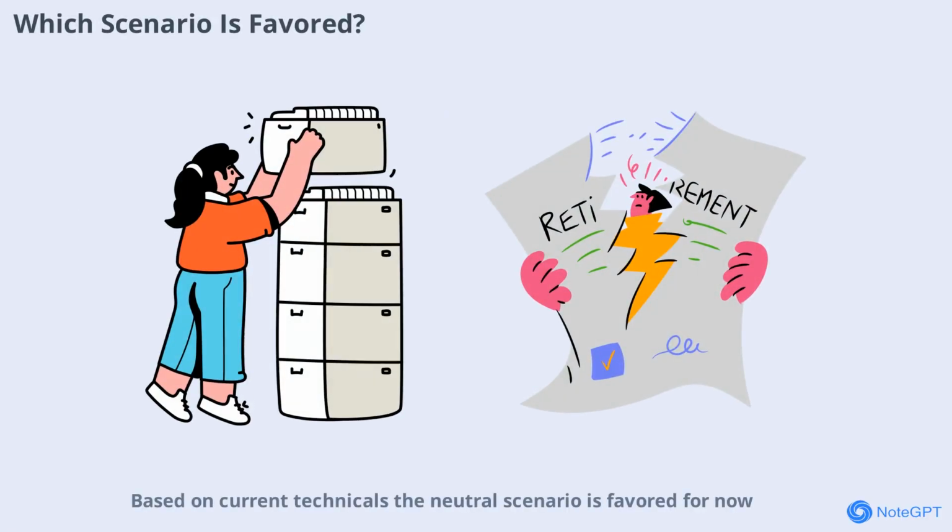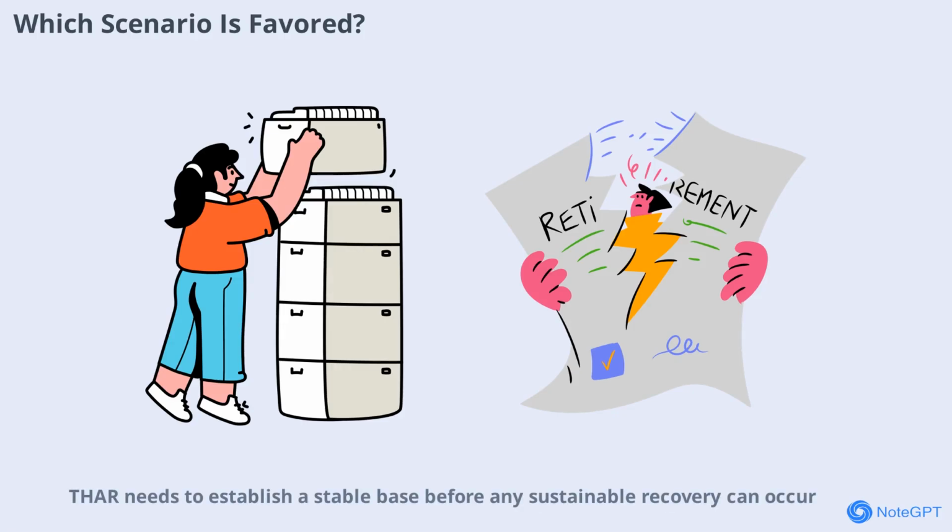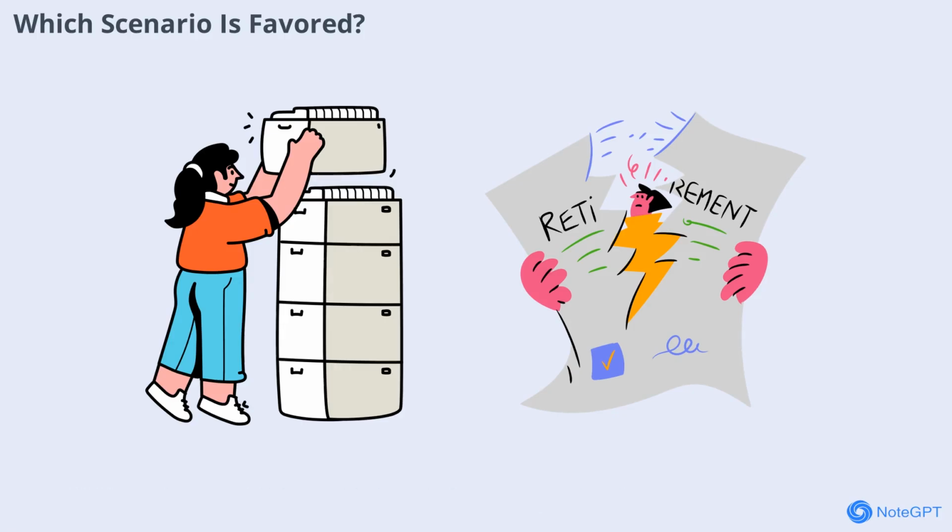Based on current technicals, the neutral scenario is favored for now. THAR needs to establish a stable base before any sustainable recovery can occur. The stock is likely to remain range-bound as traders watch for signs of renewed momentum or further weakness. Patience is key as the market works through this period of uncertainty.